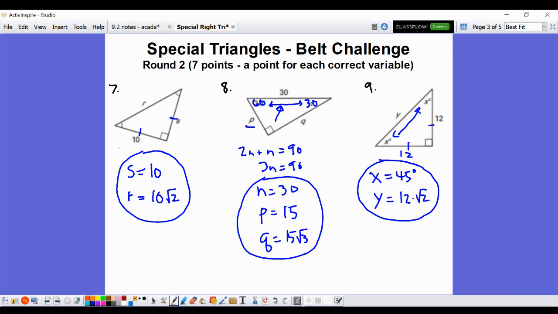So we had 7 points there. 2 for S and R, then 3 points for N, P, and Q, X and Y. So right now we're at 16 possible points heading into round 3 of the Belch Challenge.